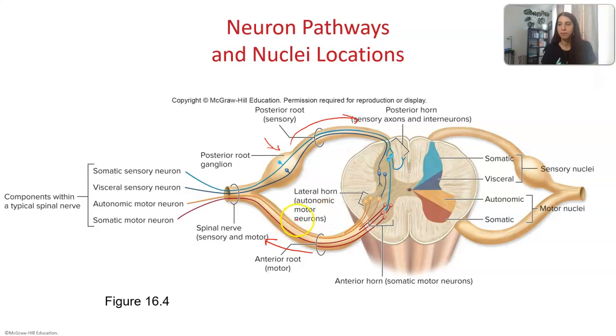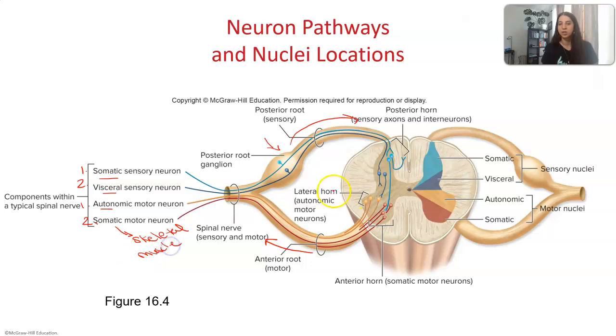When we talked about functional subdivisions of the nervous system, we talked about two types of sensory information and two types of motor information. Somatic sensory information is information we are aware of. Visceral sensory information is information we are not aware of, just as a review. And then we have two types of motor: autonomic motor, which we cannot control, and somatic motor, which we can control. And we know that one target of somatic motor neurons is skeletal muscle.